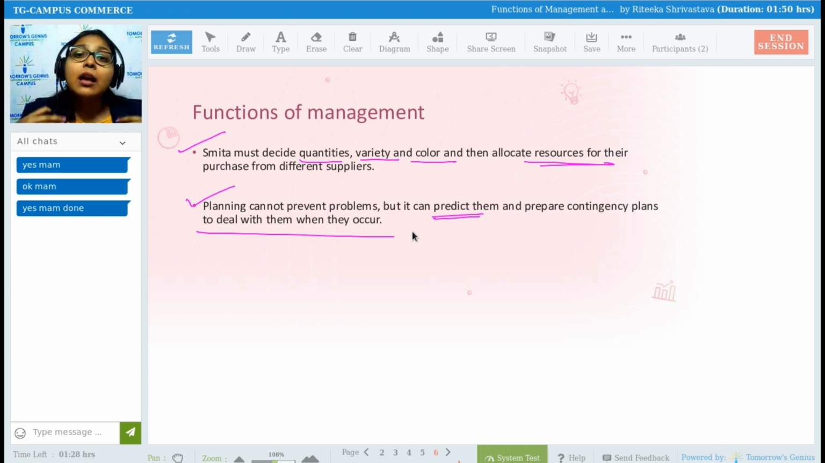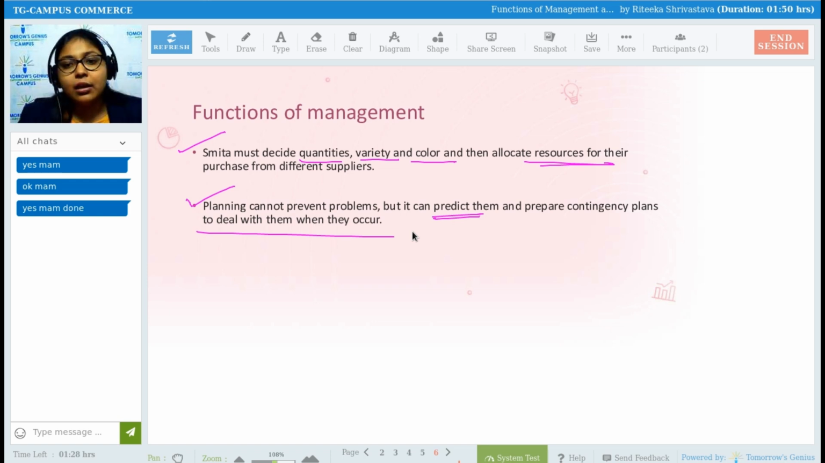So planning is very important for any organization. Planning will not remove all the uncertainties or all the problems. No, that is not possible. It can definitely reduce your problems, but it can never remove your problems completely.